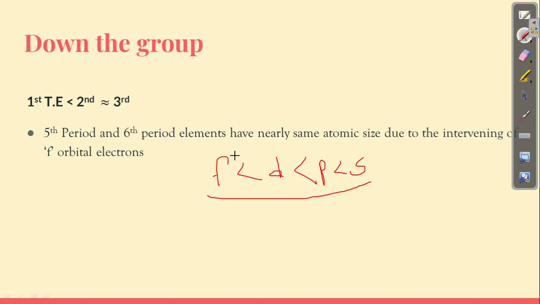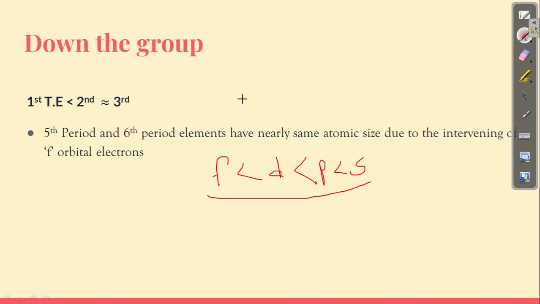Okay, since it has a poor shielding effect, the effective nuclear charge will be more, and hence there will be a contraction, and this is called the lanthanoid contraction. Because of this contraction, down the group, the second and third transition series will have a reduced size than expected, and hence they will have approximately the same size.